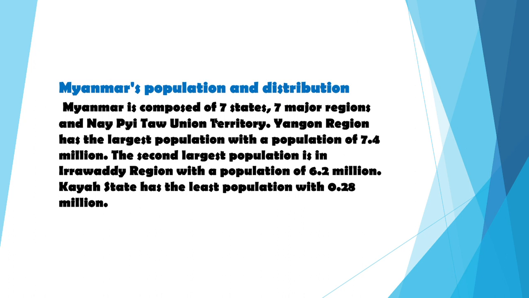Myanmar's population and distribution. Myanmar is composed of 7 states, 7 regions, and Naypyidaw Union Territory. Yangon region has the largest population with 7.4 million, and the second largest population is in Irrawaddy region with a population of 6.2 million. Kayah State has the least population of 0.8 million.